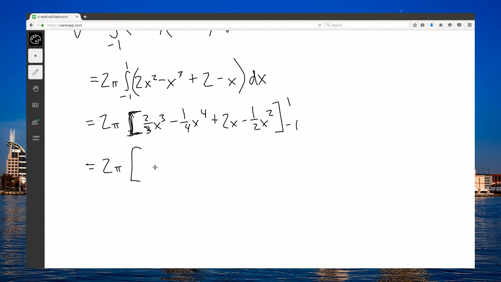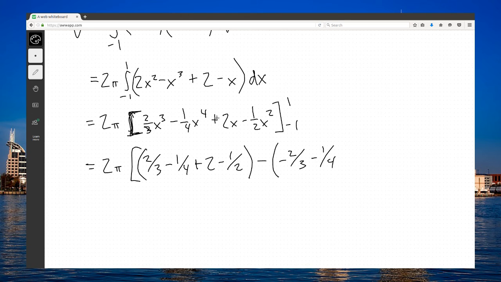All right, so I'll plug in the top, 2/3 minus 1/4 plus 2 minus 1/2. Then we'll subtract away, plug in the bottom. We need to be careful, when is it negative, when is it positive. The negative into an odd power stays negative. Negative 1/4, but the negative goes away, so that's minus 1/4. There'd be a negative 2, and that would be a negative 1/2. The negative stays, but the negative 1 squares away.